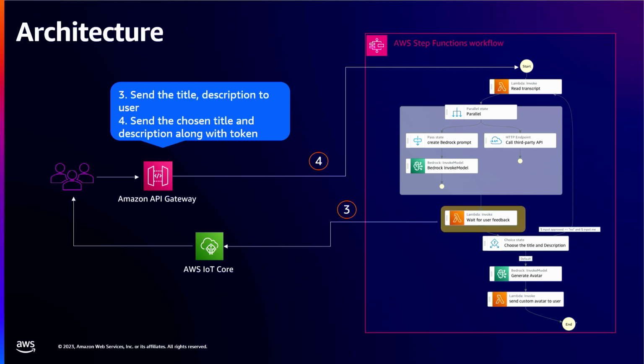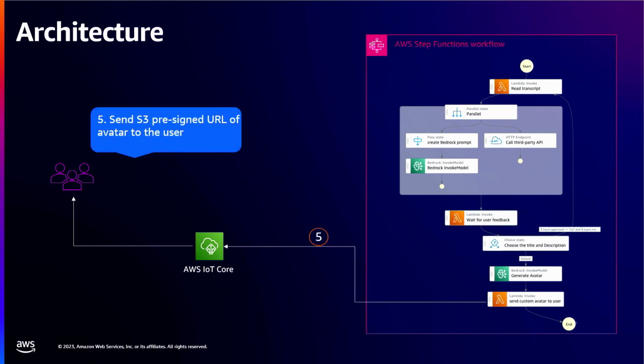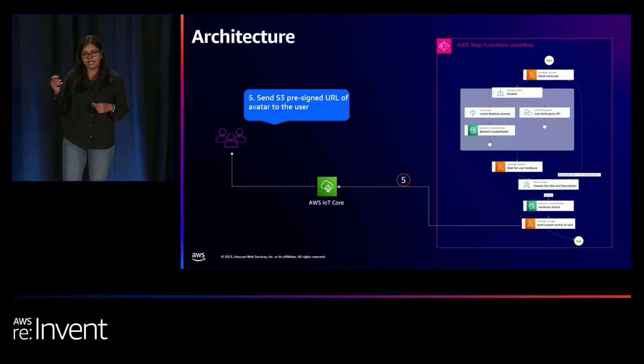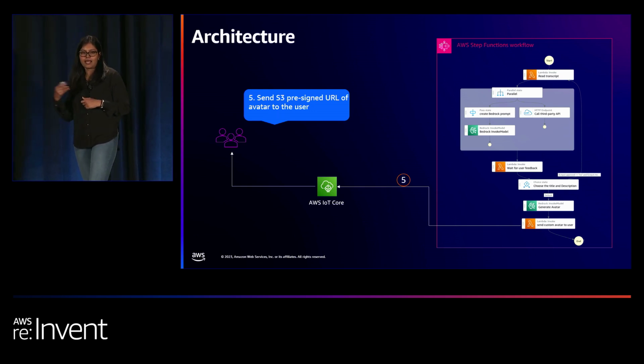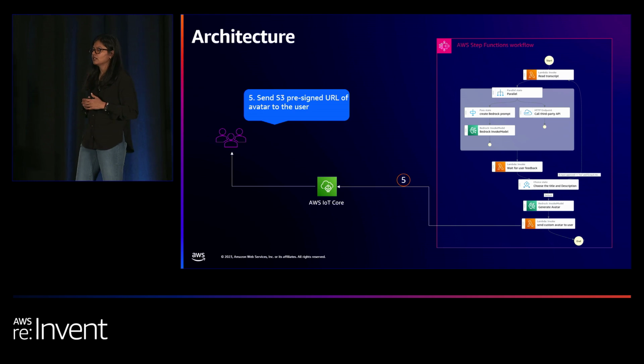Now what happens is, because this is a task token integration, the task goes into a wait state. Now on the other side, on the UI, user receives the titles and description, and they choose one of them, and then they send back the response. When the response is sent back, Step Functions workflow will resume that task. Then after it resumes the task, we've got the chosen title, and then we use that title to generate an avatar. And then we send the pre-signed URL of the avatar back to the user, and this can be displayed on the UI.